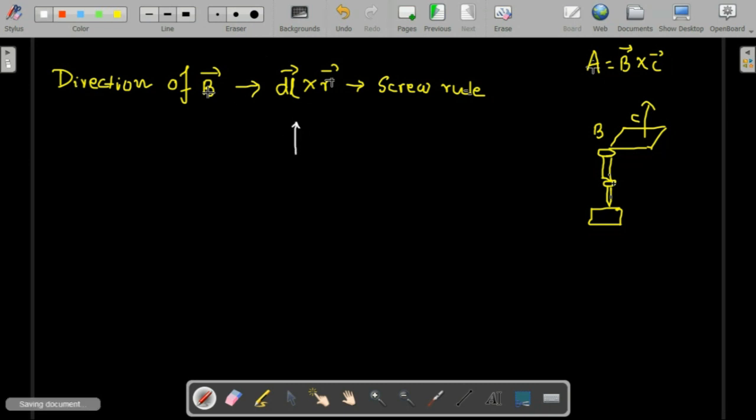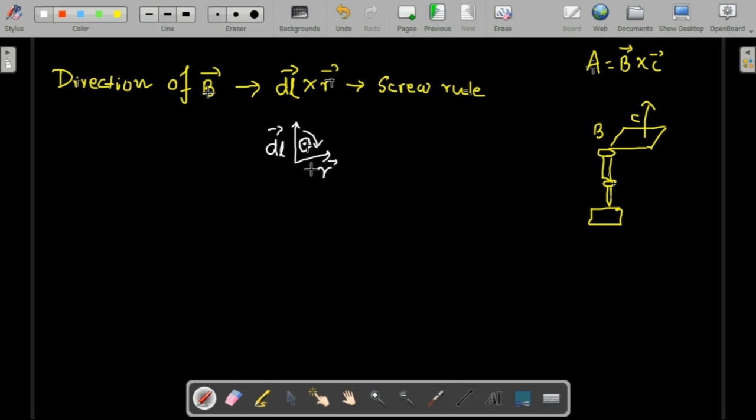Maybe this is my dl and this is my r. If you're going from dl to r, you're going to rotate the screw like this. This is in the clockwise direction. If I'm rotating something clockwise, the screw is going to go inside. So that means this would be the direction of the magnetic field. This is what the screw rule says.